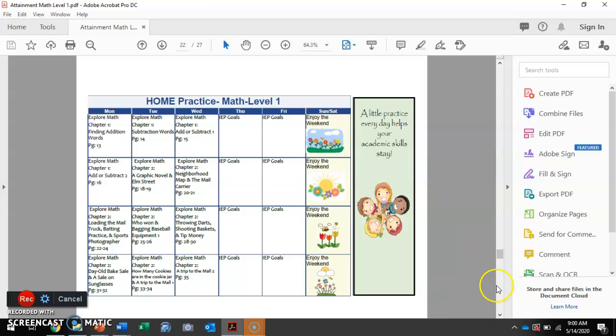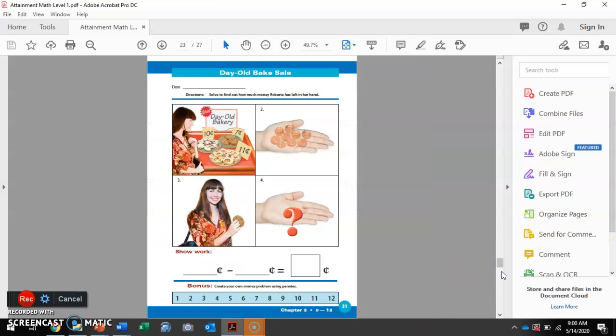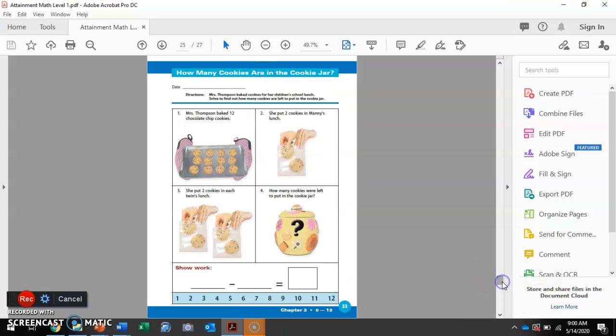Right here it says we're working on how many cookies are in the cookie jar and a trip to the mall. So right here, it says Miss Thompson baked cookies for her children's school lunch. Solve to find out how many cookies are left to put in the cookie jar.